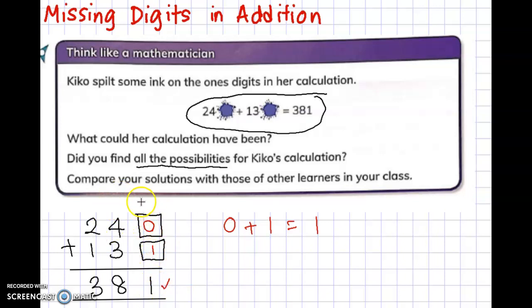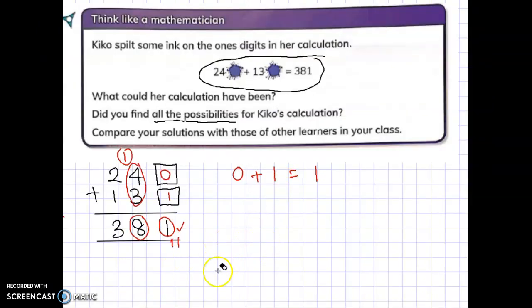Let's take a look at the tens place. 4 plus 3 equals 8. Now, there's something that we missed out here. 4 plus 3 is 7, it cannot equal 8, meaning there should be a 1 that has been carried forward. So instead of 1, it should actually be 11. Now that we know this is an 11, it should not be 0 plus 1. It should be something plus something equals 11. So let's take this off.